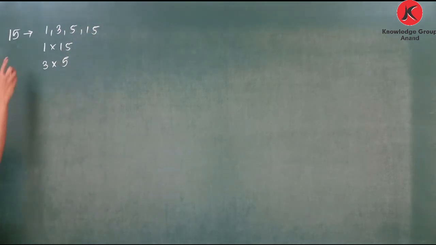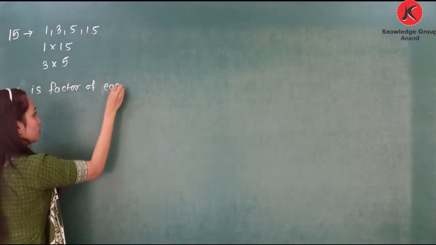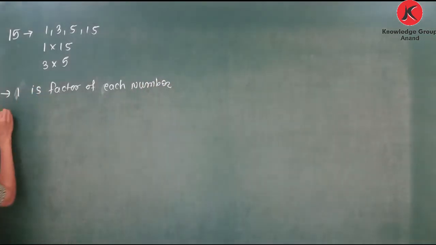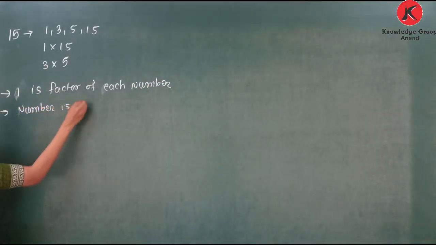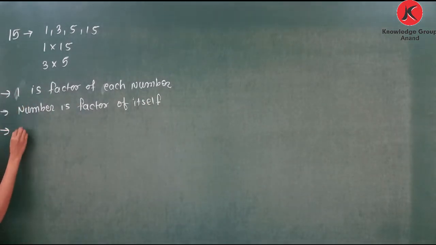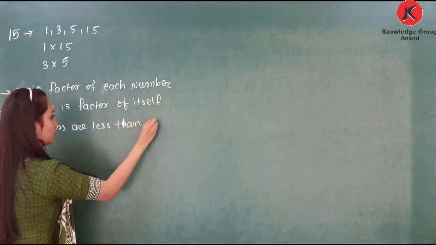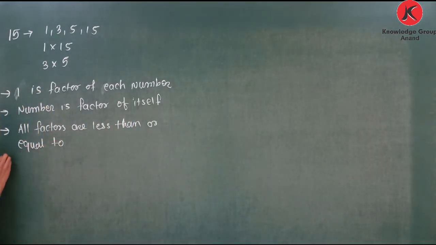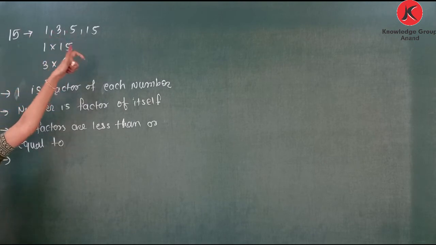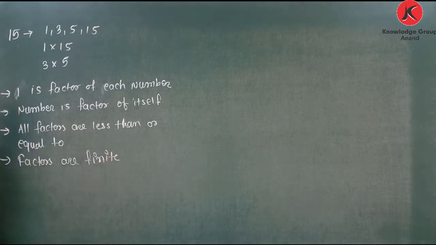Now we already learned that 1 is a factor of every number, and every number is a factor of itself. All factors are less than or equal to the given number. Now you can also write that the factors are finite, meaning they are countable. How many factors do we have? 1, 2, 3 and 4. So 15 has 4 factors. So factors are finite. A number is divisible by each of its factors. Okay, so that is also one rule.